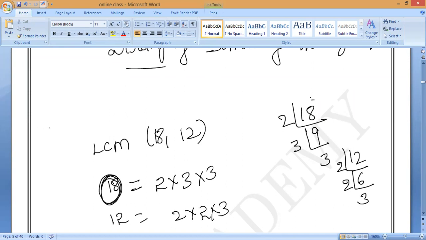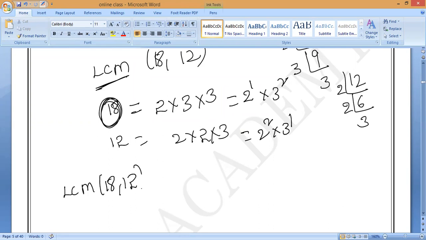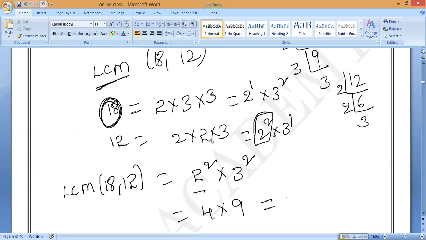So what is the LCM of 18 and 12? In LCM we take the highest power of each. The highest power of 2 is 2 squared, and the highest power of 3 is 3 squared. So the LCM is 2 squared into 3 squared. 2 squared is 4, and 4 times 9 is 36. So the LCM of 18 and 12 is 36.